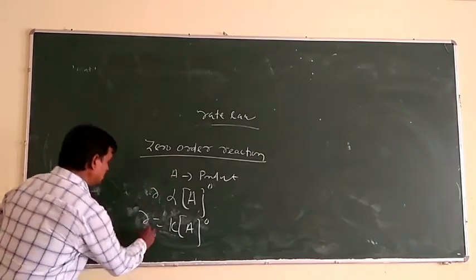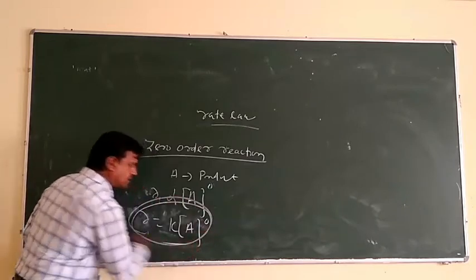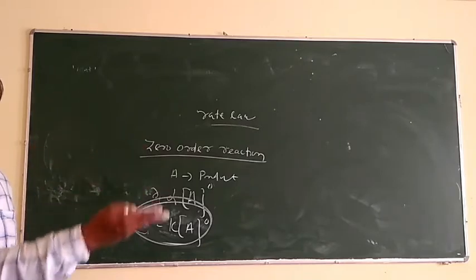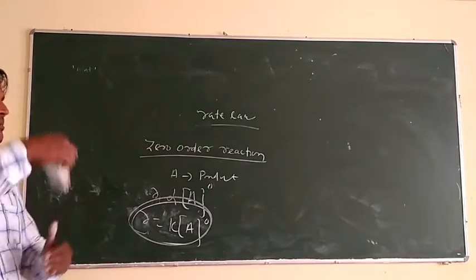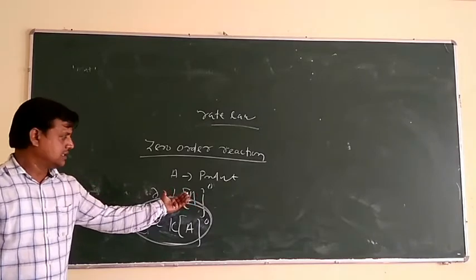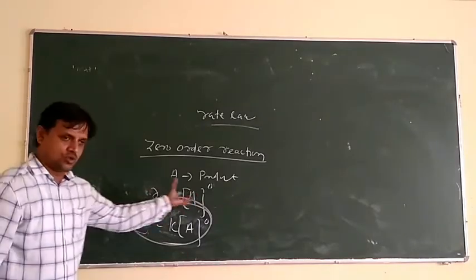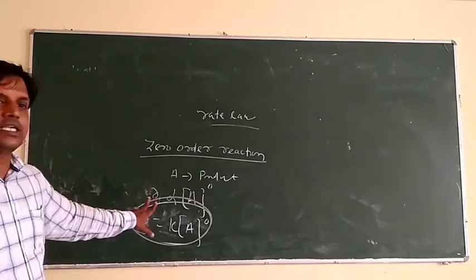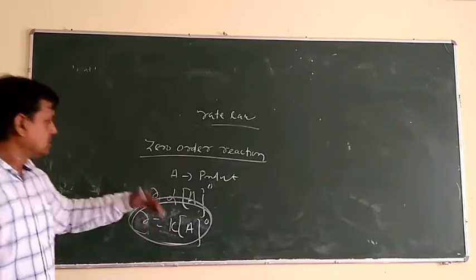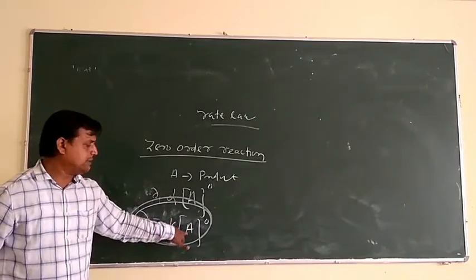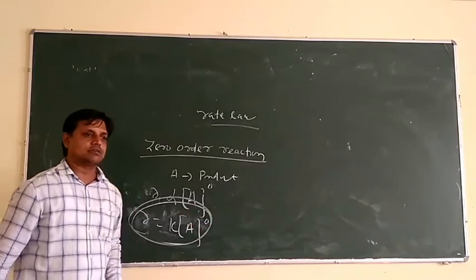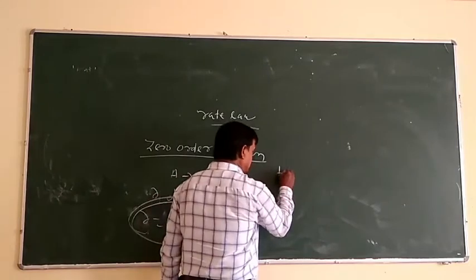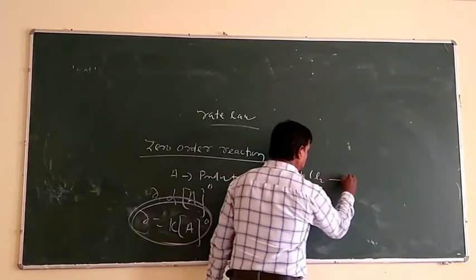Now this is our rate law equation. Why is the power 0? Because the rate law equation is an experimentally determined quantity. After performing the reaction, we find by experiment that the power is 0. Power 0 means the rate of the reaction does not depend upon the concentration. When we find the power is 0, we call it a zero order reaction. And another well known example: H2 plus Cl2 gives 2HCl.